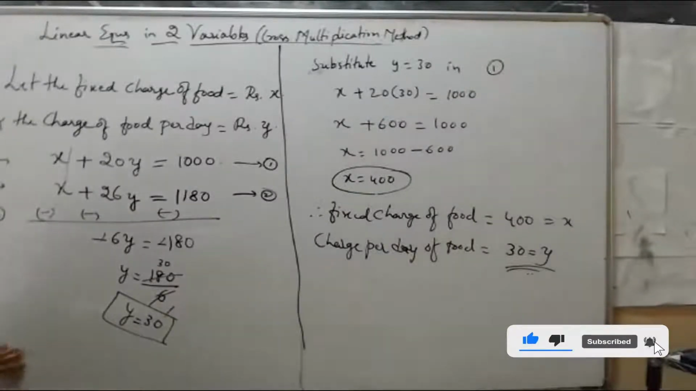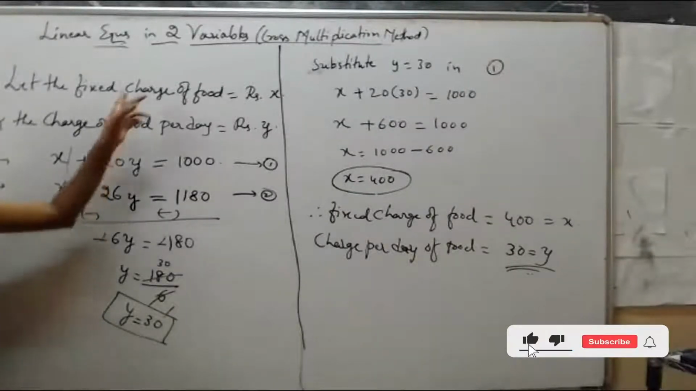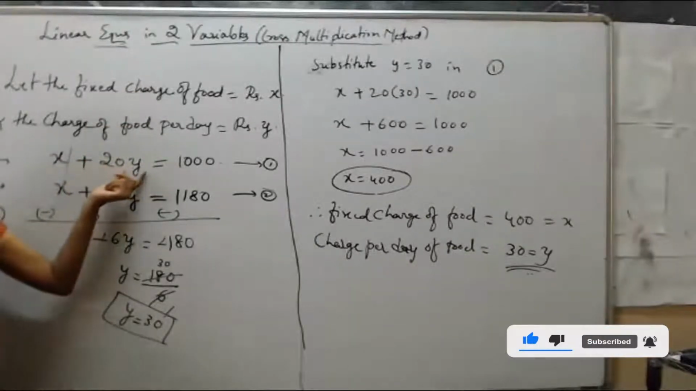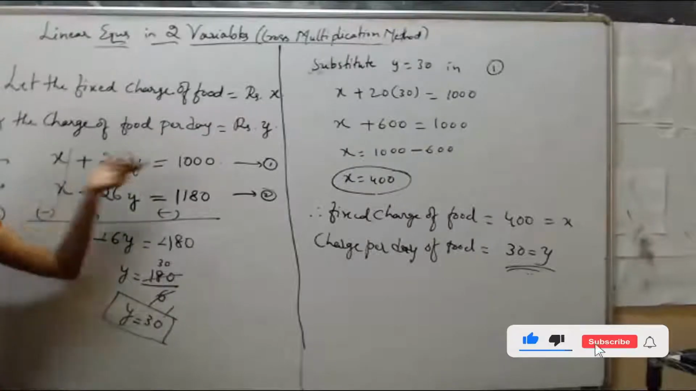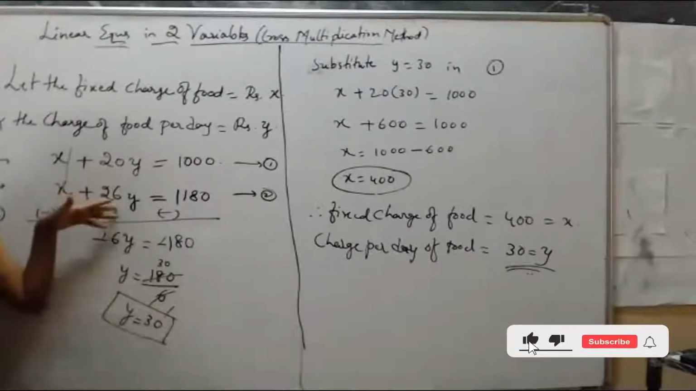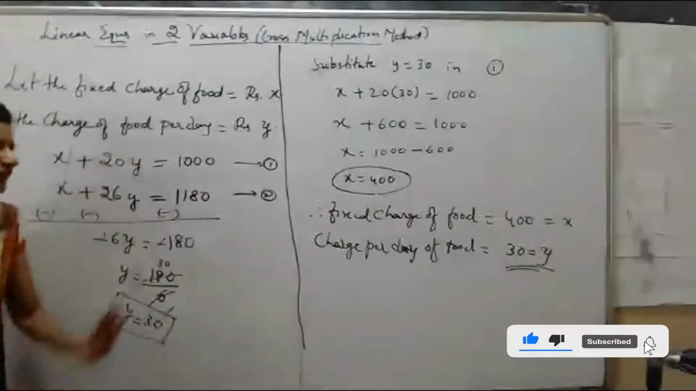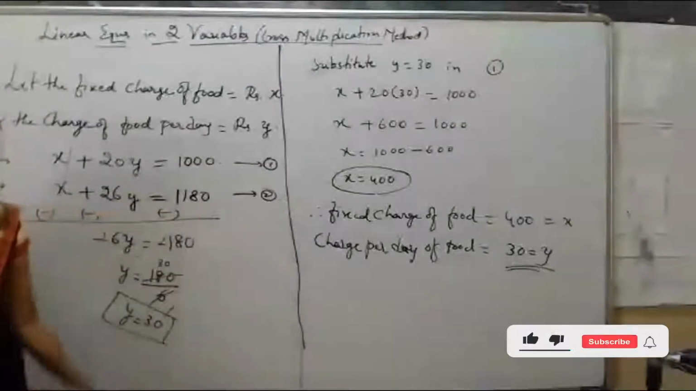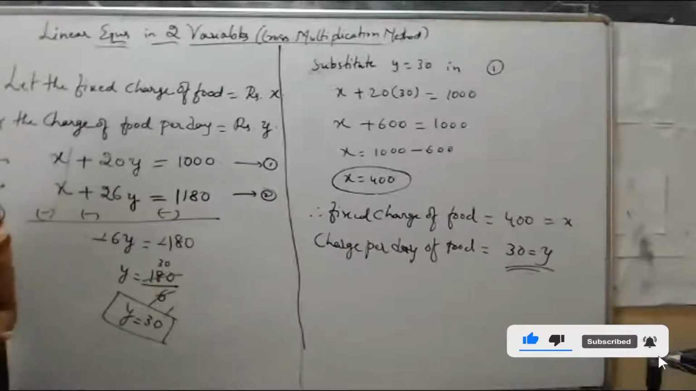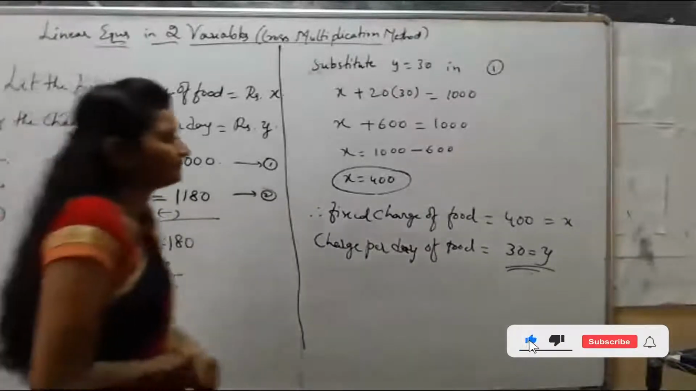Is this clear? X is the food fixed charge and he is paying extra 30 per day. 30 into 20 plus 400, you will get the same answer. Initially, if you know how to write the equations, then definitely you can solve x and y. This is easy. Next.